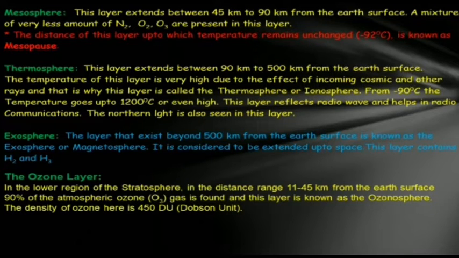Now, what is exosphere? The layer that exists beyond 500 km from the Earth's surface is known as the exosphere or the magnetosphere. It is considered to be extended up to space. This layer contains H2 and He. Now, what is ozone layer? In the lower region of the stratosphere, in the distance range 11 to 45 km from the Earth's surface, 90% of the atmospheric ozone O3 gas is found, and this layer is also known as the ozonosphere. The density of ozone here is 450 Dobson unit.